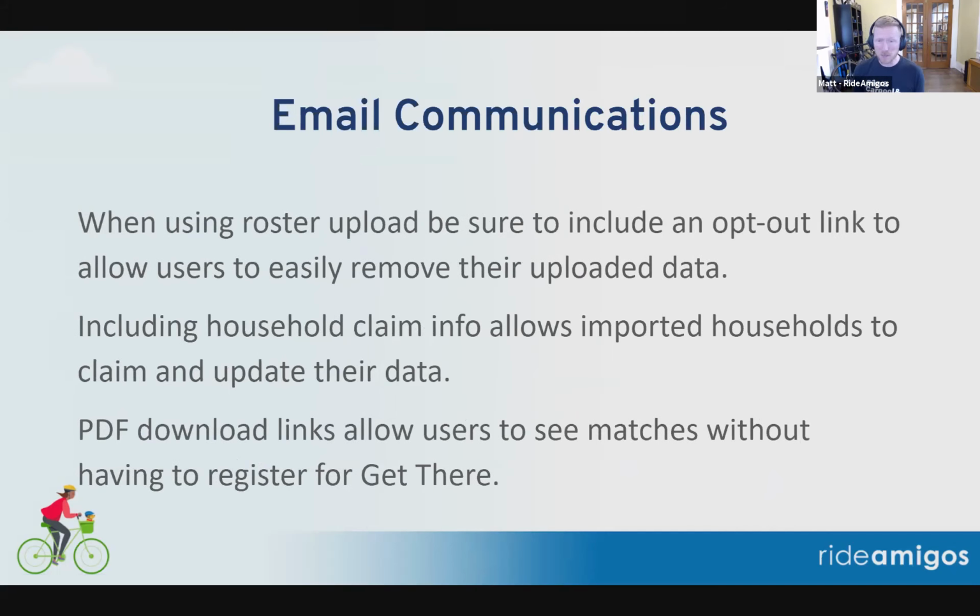Again, we've talked about opt-out in a couple of different contexts. Especially if you are using that roster upload feature, it's definitely important to include that opt-out link when you're sending that initial email. That way it's super easy for people to decide, actually, this seemed interesting at the time, but now I don't want my information shared. You can also have the household claim link, which makes it really easy for users to come in, quickly claim and update their information.